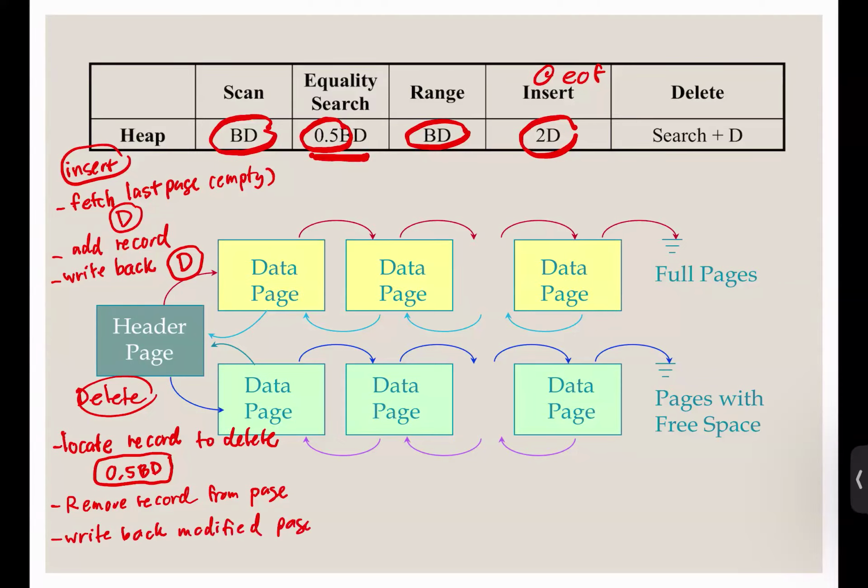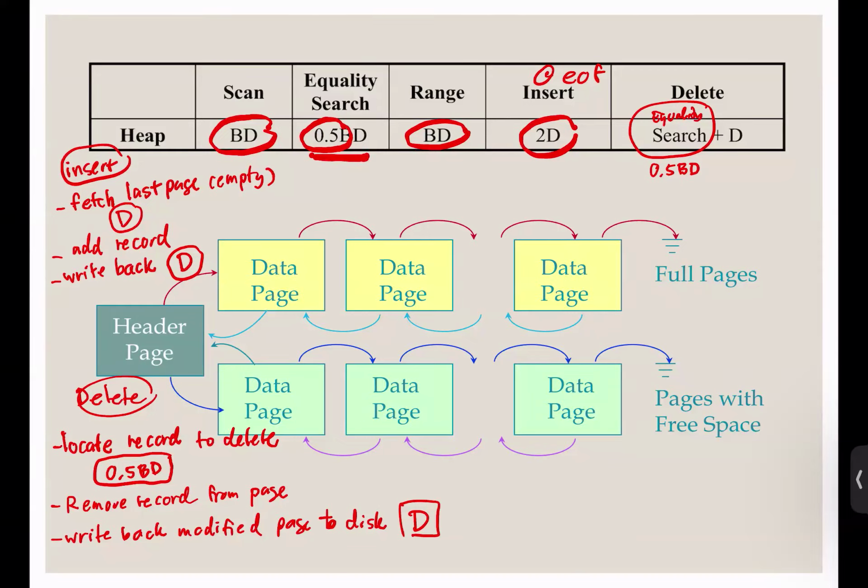Modify page to this. So write back, take another D time. Okay, so for deletion, let's say this is a quality search. Quality search, that would take 0.5 BD plus D.